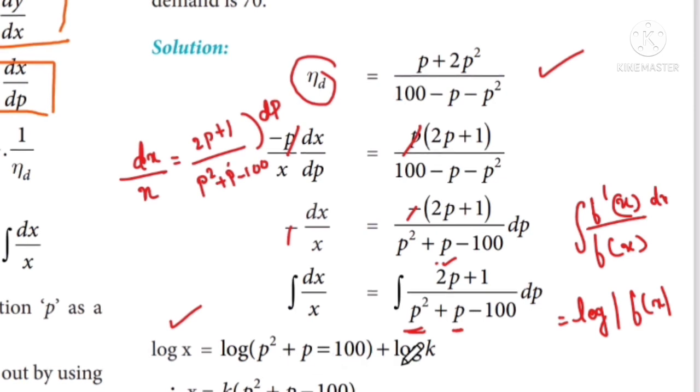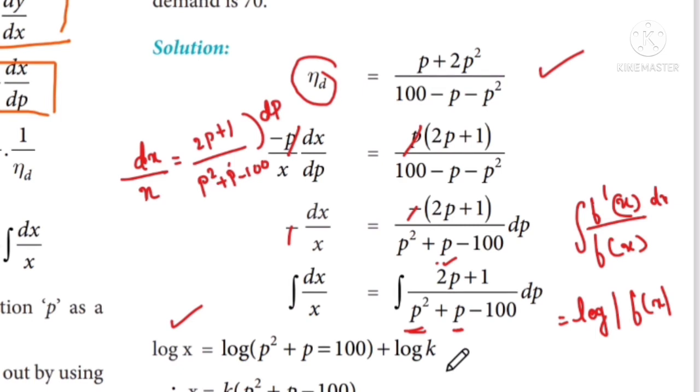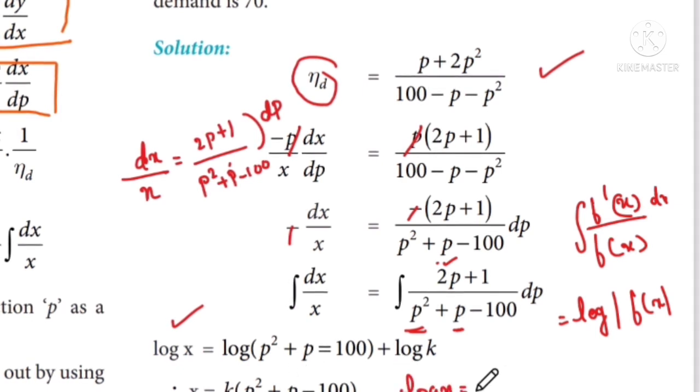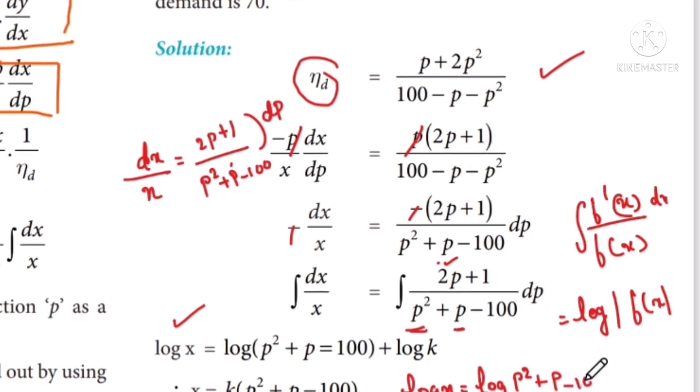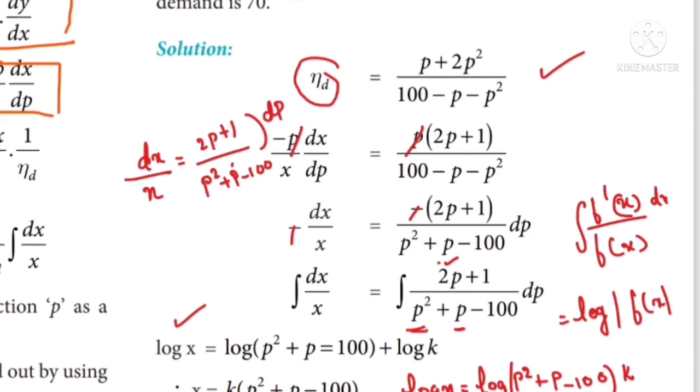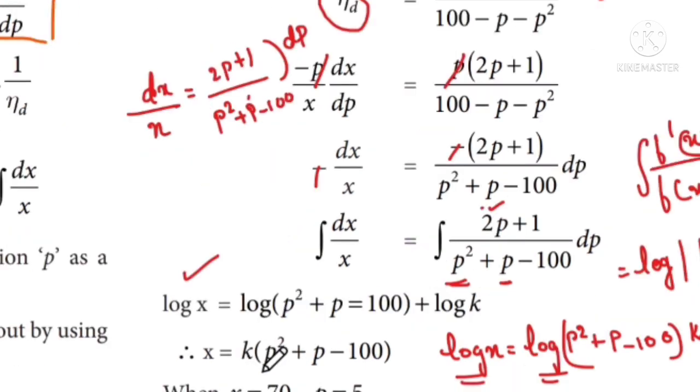Since you have log everywhere, you can put the constant also as log k. So now use the product rule. Log x is equal to log, product rule: log a plus log b is log a into b. There is a minus sign here. Log a into b. Now remove this log from both the sides. So x is equal to k into p square plus p minus 100.